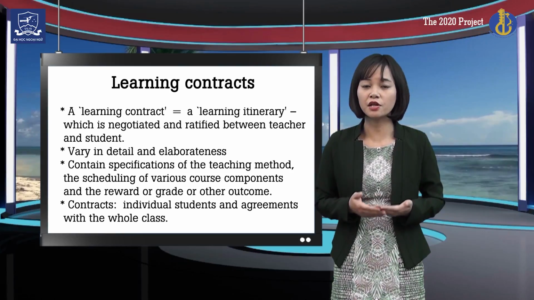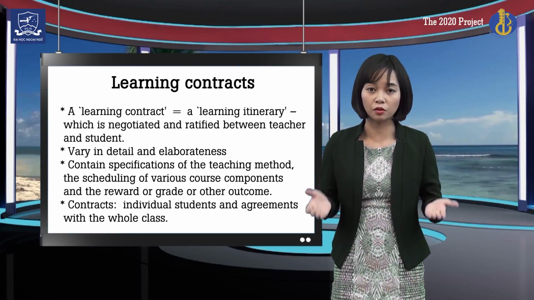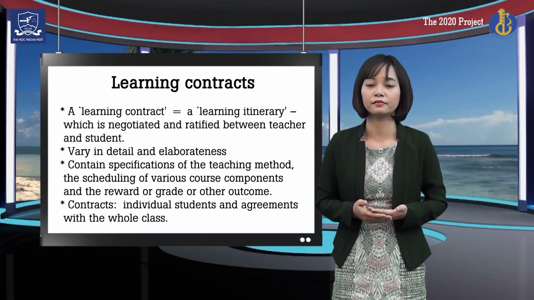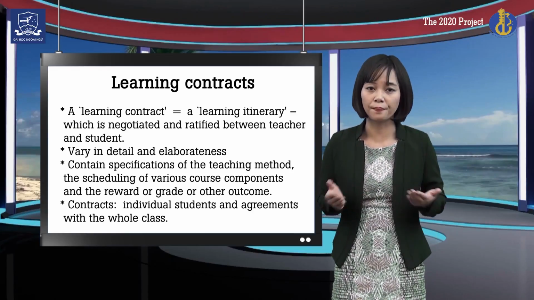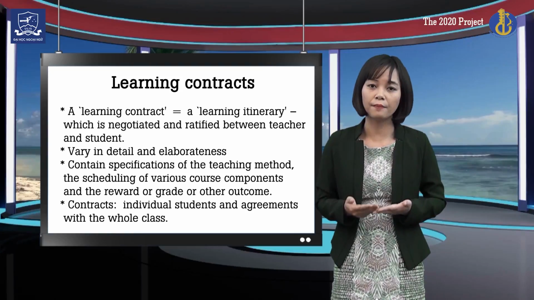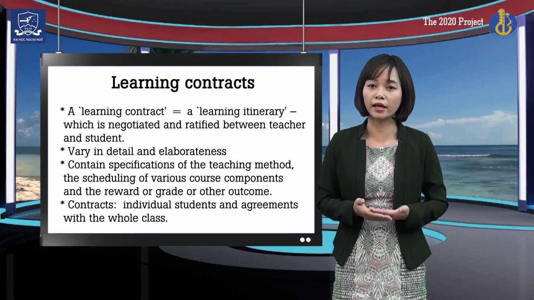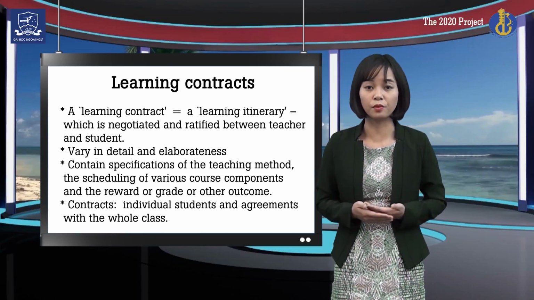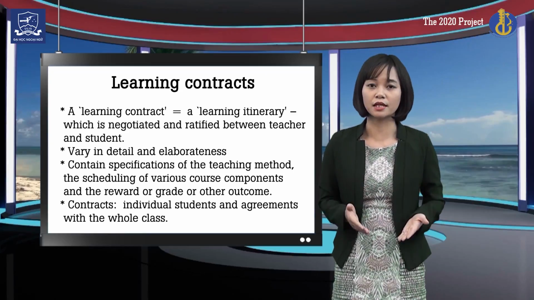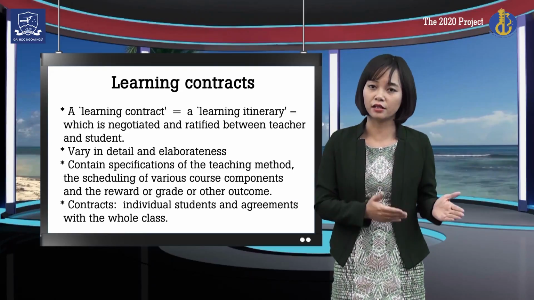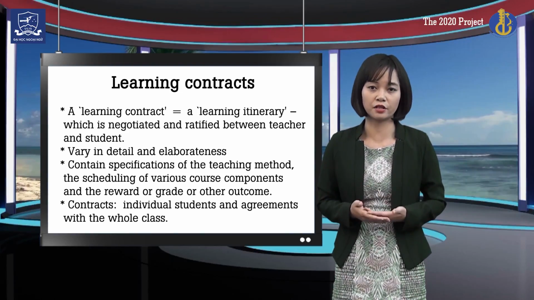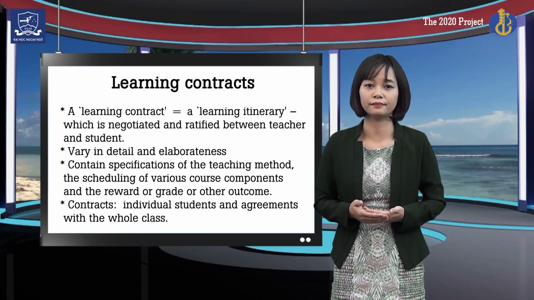Besides describing a series of sub-goals that lead to a larger goal and the level of effort to do with this, they may also contain specifications of the teaching method, the schedule of various course components such as tests, games, projects, and the reward or grade or other outcome. Specific contracts could, for example, detail agreement about what is to be done from the beginning to the end of a project or during a term, or after completing a specific section of the curriculum or coursebook.